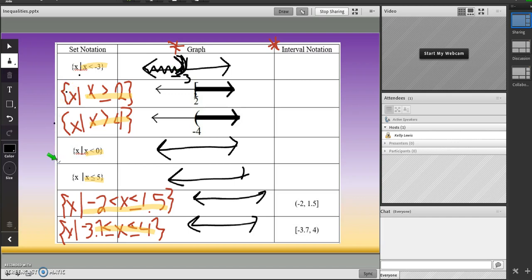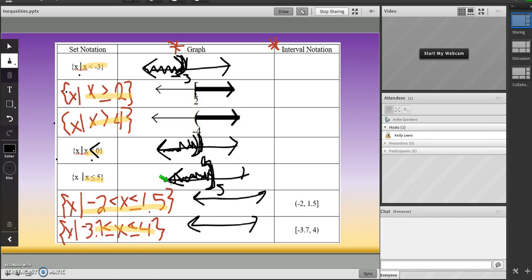Let's do this one. This one is at 0, and it's pointing to the left, so it's anything over here. So it would be a parentheses or an open circle. This one points to the left. It's at 5. It is equal to, so it's a bracket, or it would be like a closed circle. So all this is shaded.